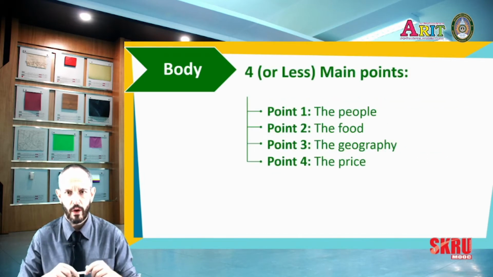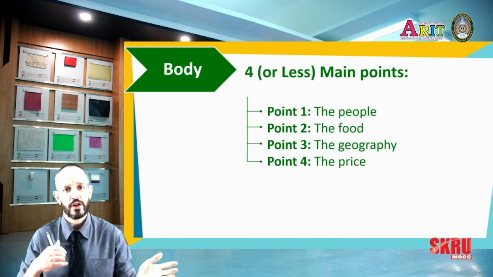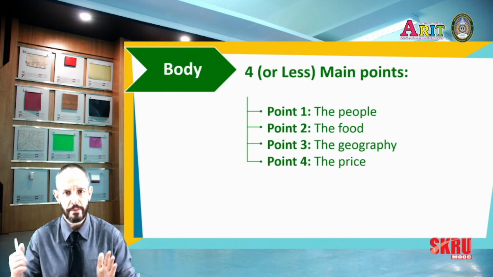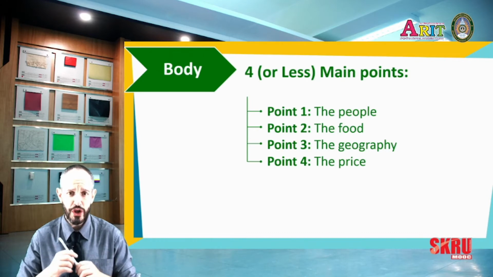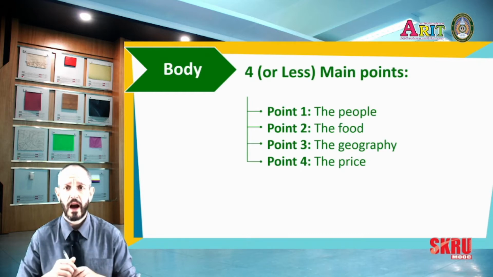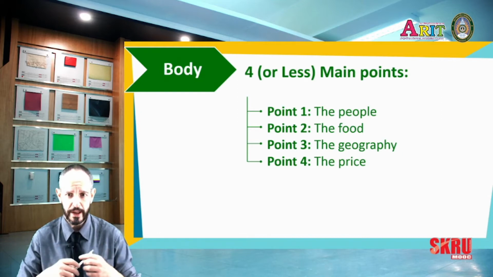So why 4 or less main points? Research on presentations has shown that more than 4 main points is too complicated for most audiences to follow and remember. They lose interest, they forget. So professionals recommend that you keep it to 4 or less. 3 is the magic number, but 4 or less main points.